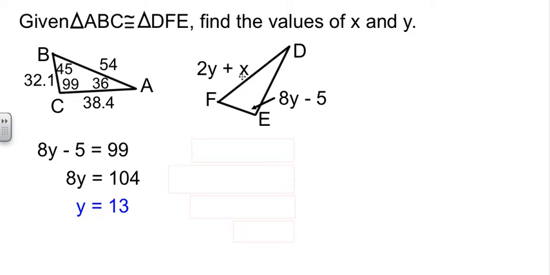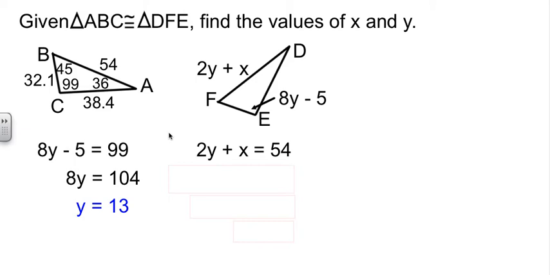Segment DF, because we have a value associated with that, matches one of these three sides. DF is the first and middle, so it would have to match AB.